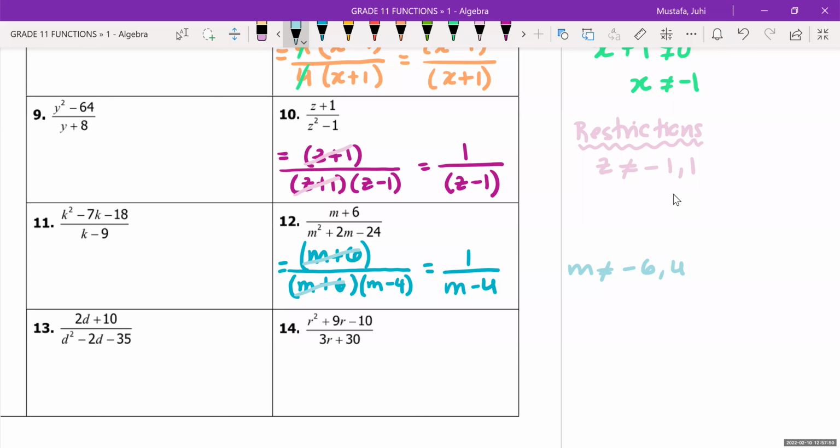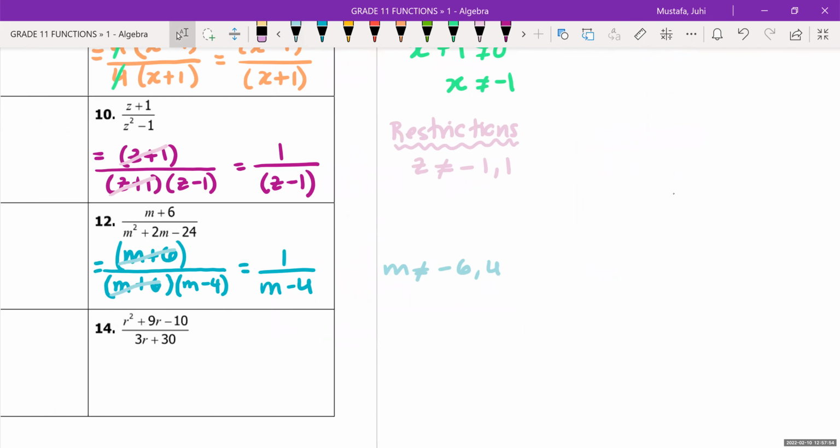So the long way is you take each one of these brackets. I'll show it to you over here. Let's say we look at the first bracket. M plus 6 cannot equal to 0. So m cannot equal to -6. Then I look at the second bracket in the denominator, which is m minus 4. So m minus 4 cannot equal to 0, which means m cannot equal to 4.